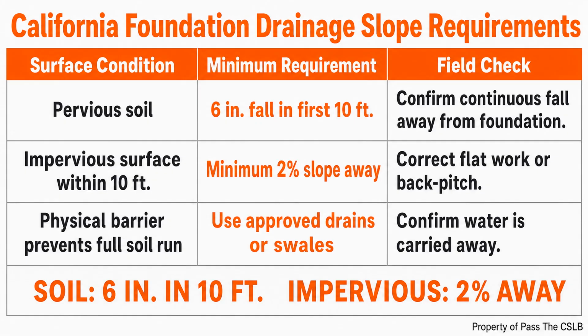Pervious soil absorbs water and needs the steeper fall of 6 inches over 10 feet. Impervious concrete or asphalt sheds water more readily, so the minimum is a 2% slope away from the building. Where a physical barrier prevents the full soil run, the project still needs an approved drainage method, such as drains or swales, that carries water away. The important distinction is not that one material deserves more attention. It is that water behaves differently on an absorbing surface than on a smooth, non-absorbing surface. If soil is nearly flat beside a foundation, water has more time to soak in near the footing.